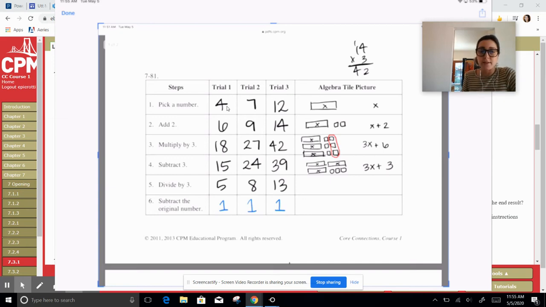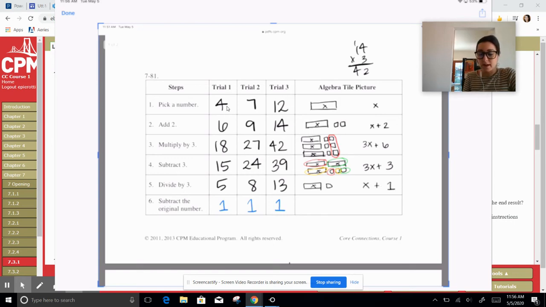And then if I divide by 3, that would be getting rid of or grouping together 1x with 1 unit, because that would be separating it into 3 different groups. So dividing by 3, then I would have 1x and 1 unit in each group.